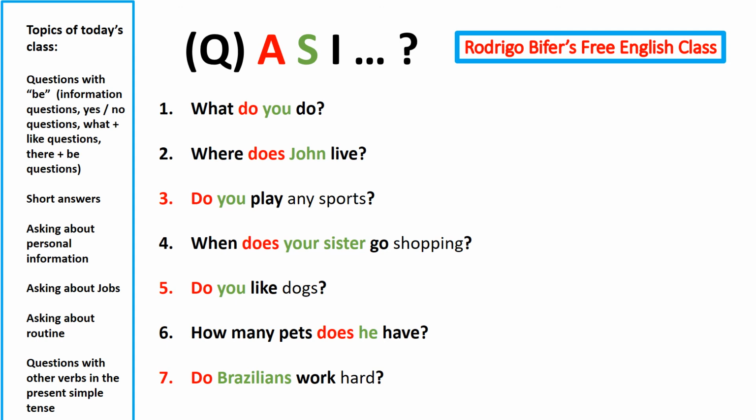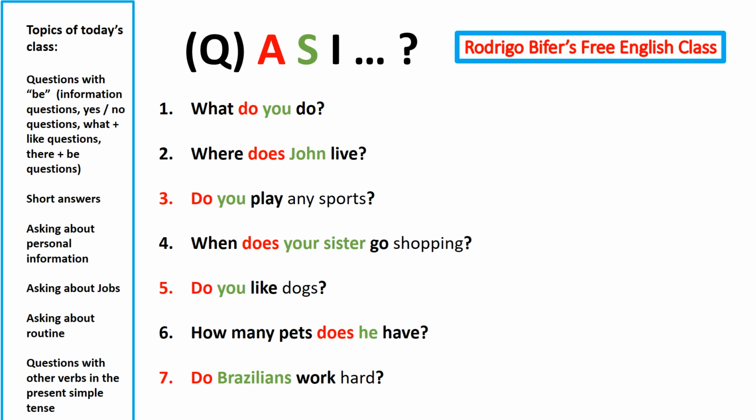Do you play any sports? Do is the auxiliary, you is the subject, and play is the verb in the infinitive. When does your sister go shopping? Question, auxiliary, subject, infinitive. Do you like dogs? Do you like? Auxiliary, subject, infinitive. And dogs is just a complement, just a word that is making the question, but it's after the infinitive.